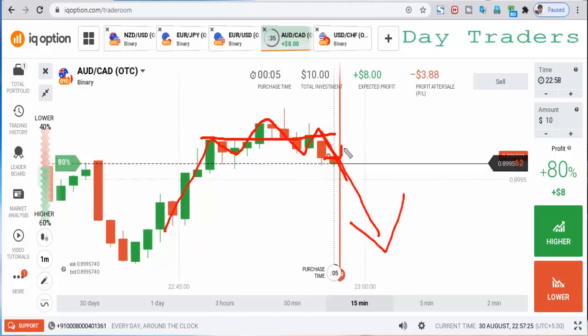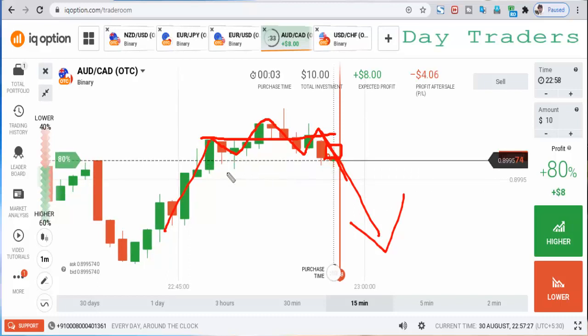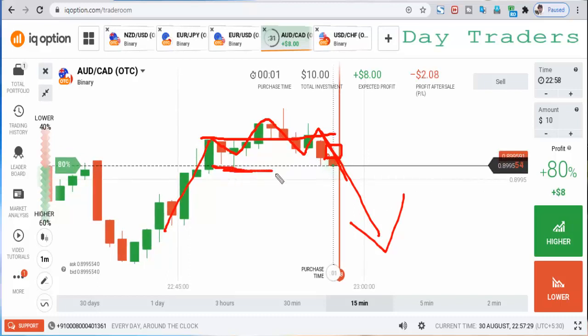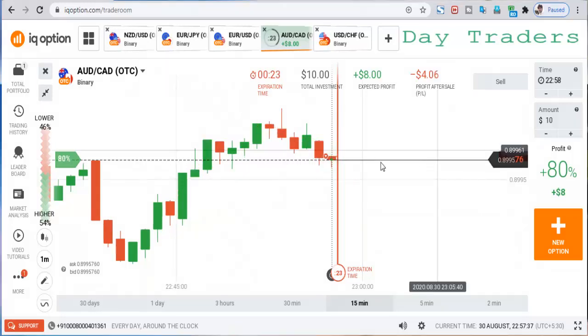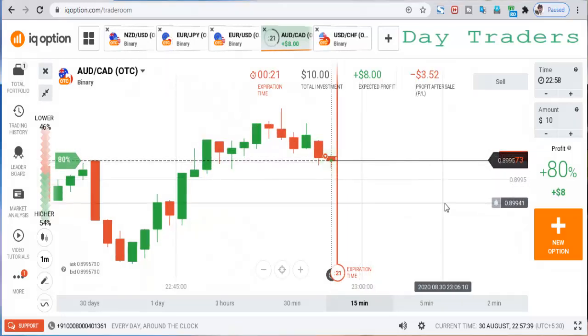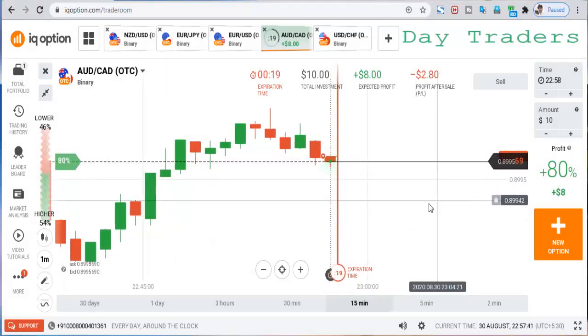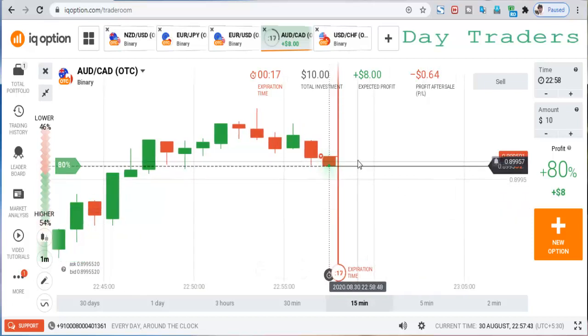It won't make a retracement candle. Why? Because there is a buyer's entry point here, and a next buyer's entry point. This is a very strong candle, so this strong candle won't make a very big retracement candle. So that's the reason I will place a lower option, at least making a weak bearish candle. Okay, let's see the result.